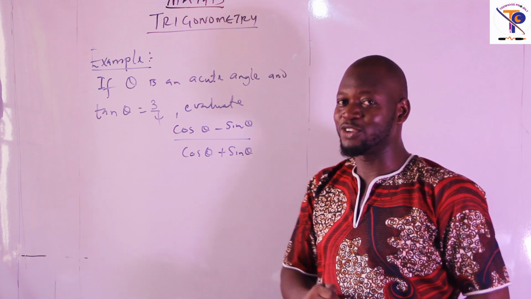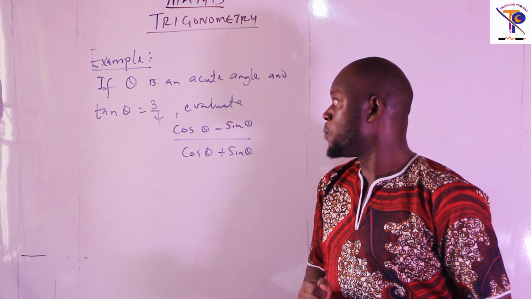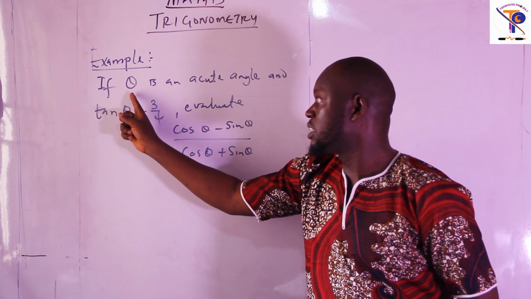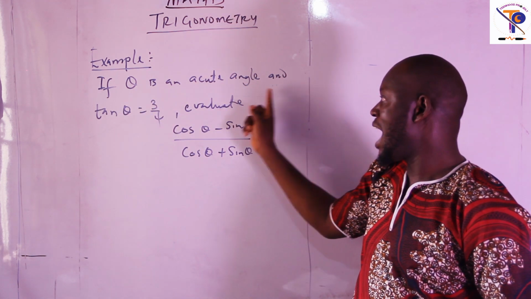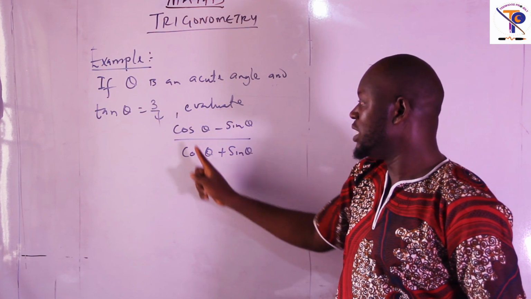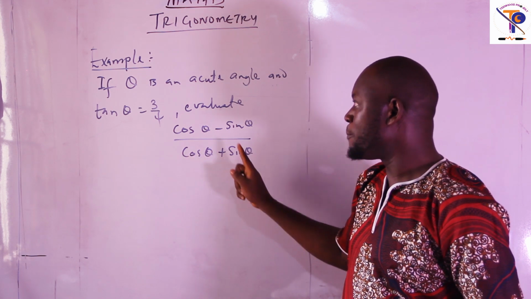This is a very interesting WAEC question. This is a WAEC question actually. I copied it from a WAEC question. So let's see how we address this case. If theta is an acute angle and tan theta is 3/4, evaluate cos theta minus sin theta over cos theta plus sin theta.